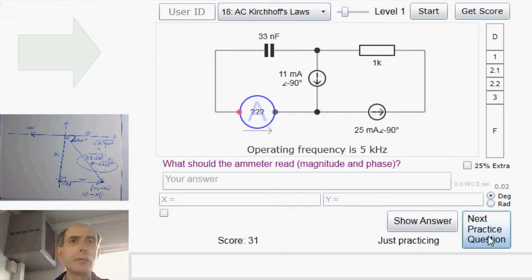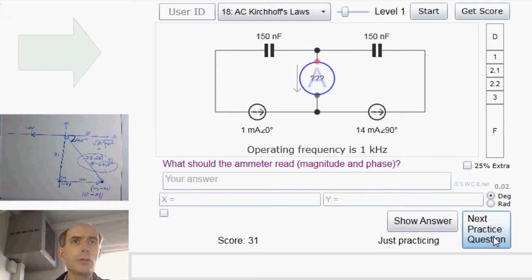Right, I think that's about all you need to get pretty good at level 1.